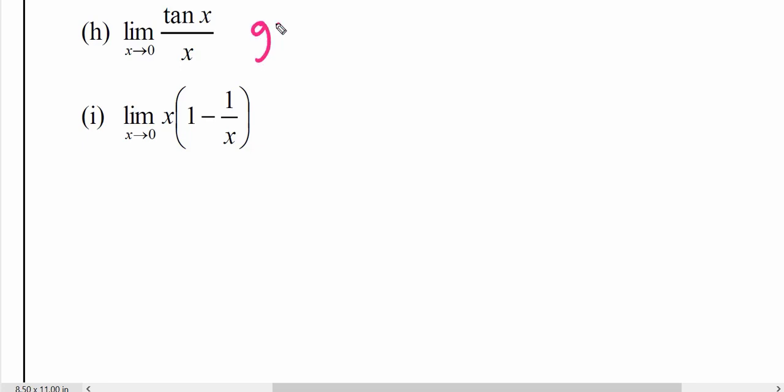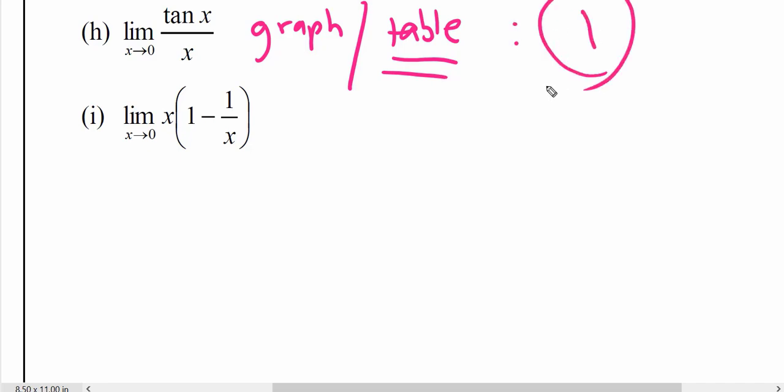You can either use a graph, or many of you are very adept at using the table. I'm all about the philosophy that math should be done the easiest, fastest, most efficient way. And for part H, the most efficient way would be to use a table, in my opinion. Okay, so take a moment, pause me, use a table, but you should be able to find that the limit of this thing is 1.